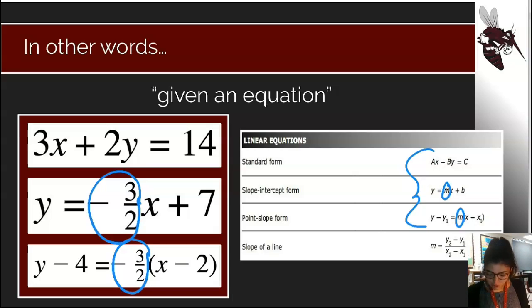Now standard form, there's no m in this equation, so I can't just look at it and know what it is, but there's a short formula for standard form that we can use. It's the opposite of a divided by b. So whatever number is in front of a, we're going to use the opposite. So here's -3, and we're going to divide it by b. -3/2. And then it's the same slope, just like the other equation. These are all equivalent, just different forms.